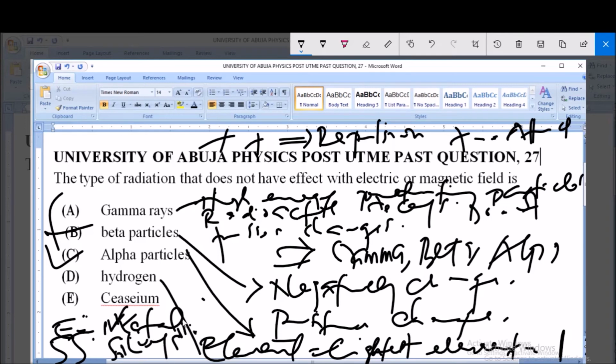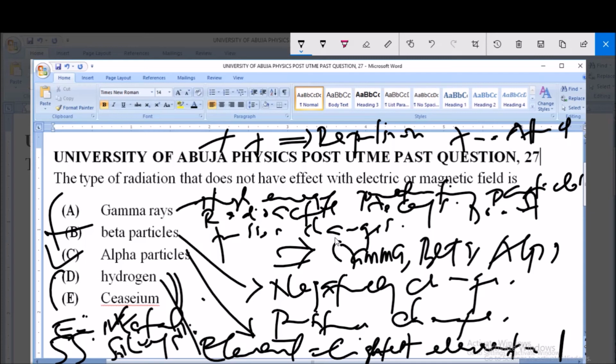Why I explain it is to stress the fact that only gamma, beta, and alpha are particles. So if you're answering a question like this, the first thing to do is to eliminate the options that are not even part of it. Hydrogen and cesium are not particles but elements, so these two are not part of the answer. But we have alpha particles, beta particles, and gamma rays. These are the radiations that are connected to this particular question.